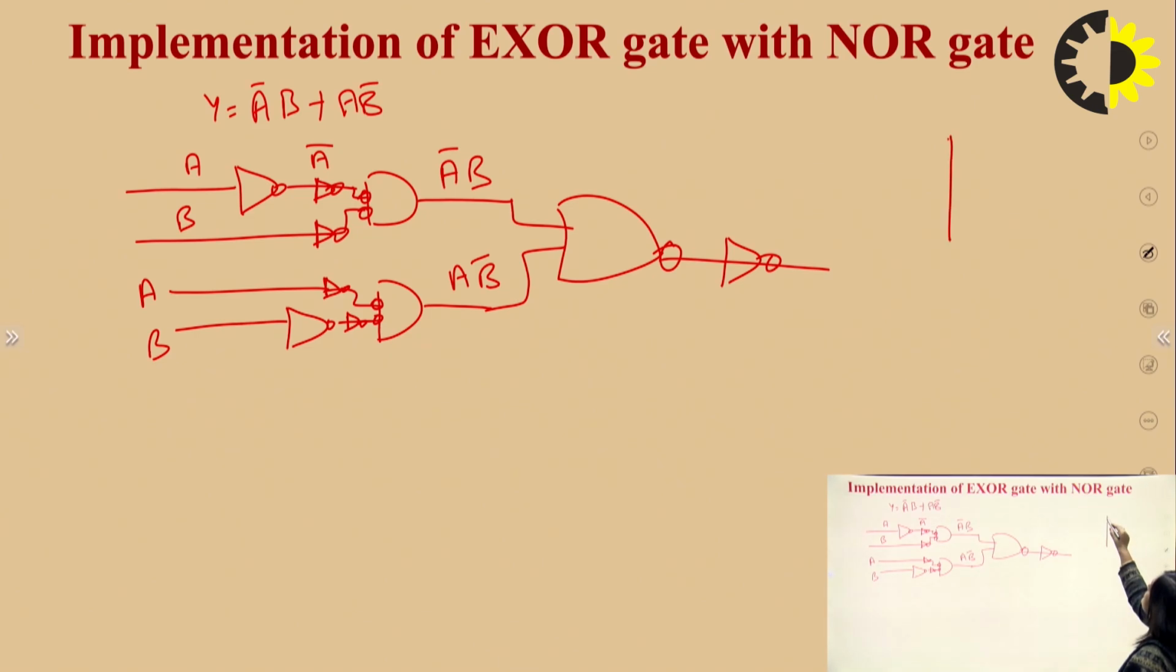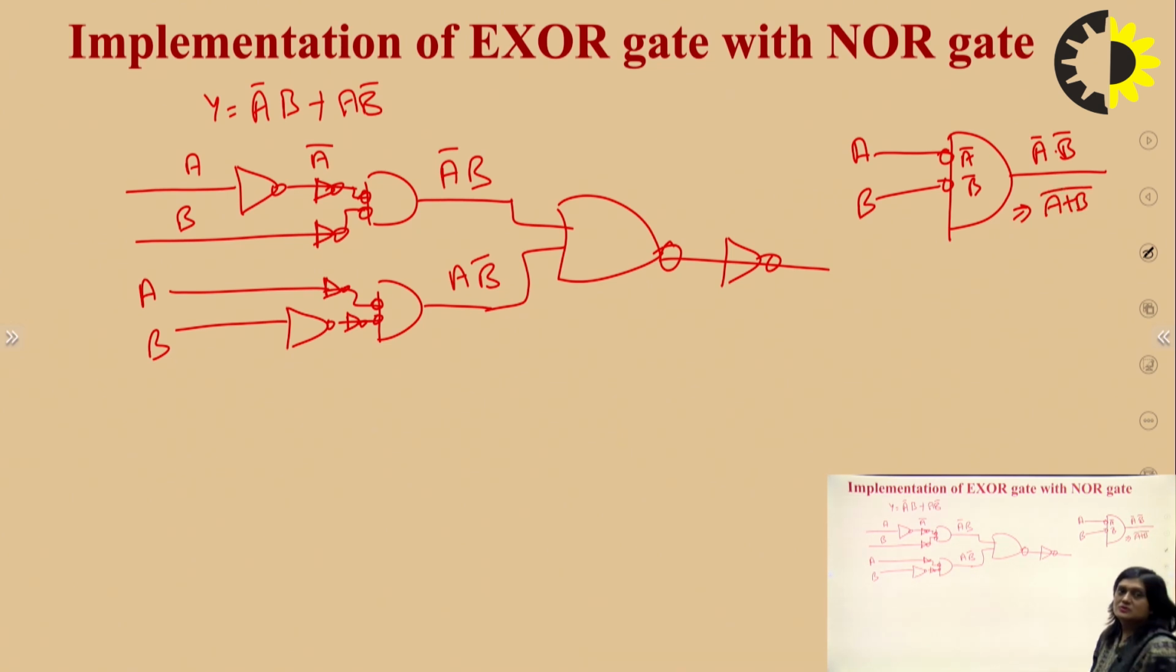This is the AND gate, and we will put a bubble at the input. So A, B, here it will be A bar, B bar. So here it will be A bar dot B bar. That can be written as A plus B, whole bar, according to De Morgan's law. So it means the AND gate having a bubble at the input will work as a NOR gate.